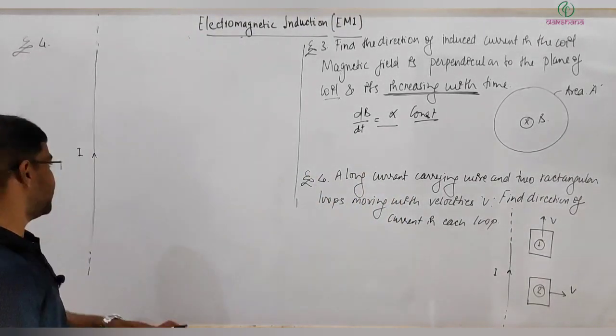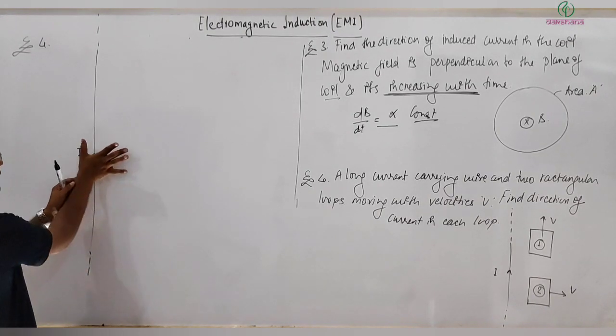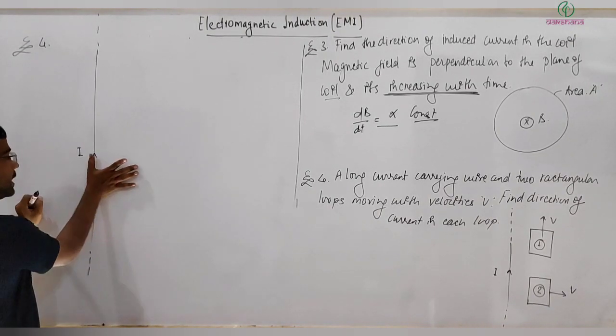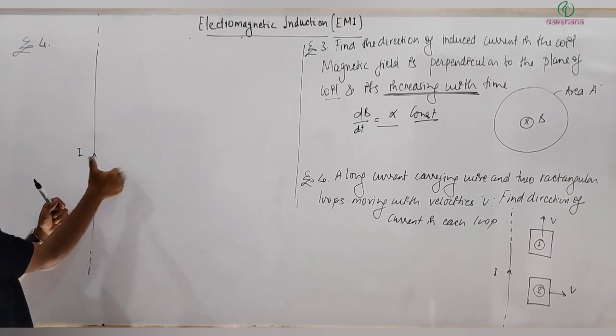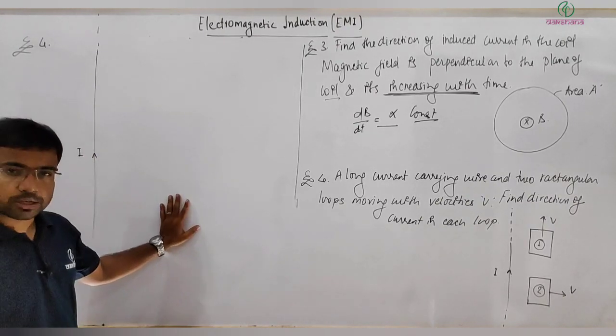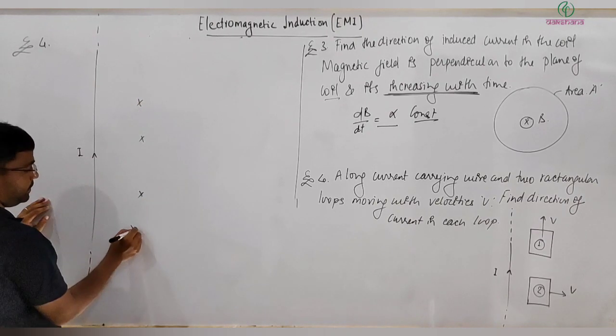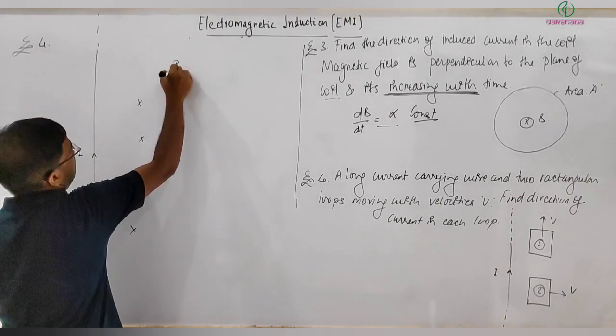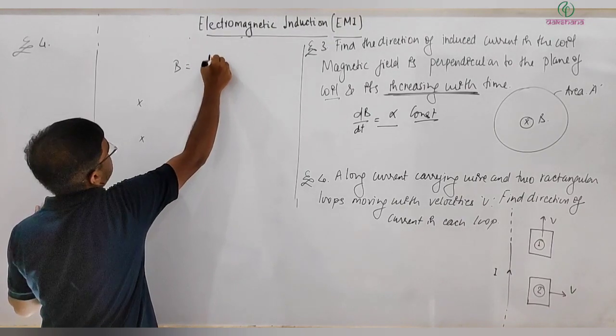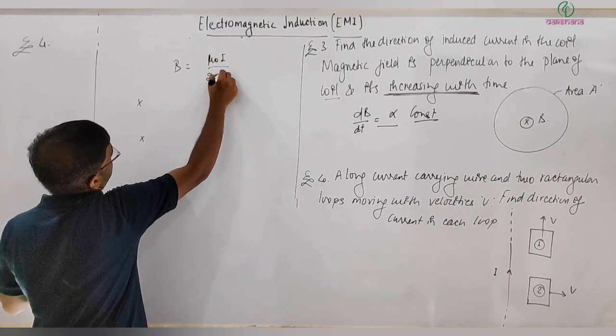So you can write it again by right hand thumb rule. We align the thumb in the direction of current in the wire and then curl our fingers. That will give you the direction of magnetic field. So here you can see the magnetic field lines will be inward, and B due to an infinite current carrying wire is mu naught into I divided by 2 pi r.